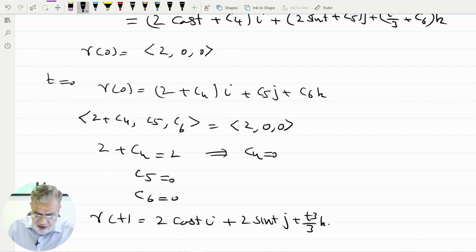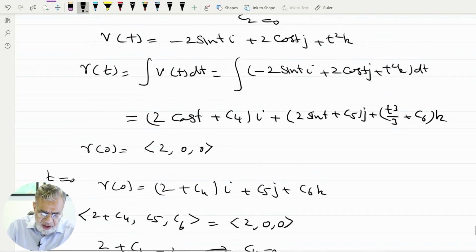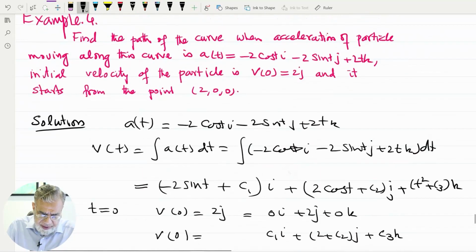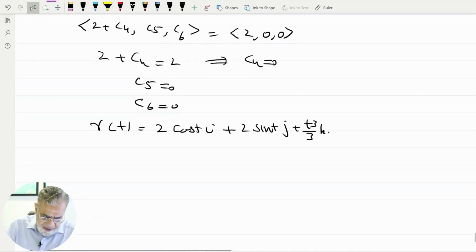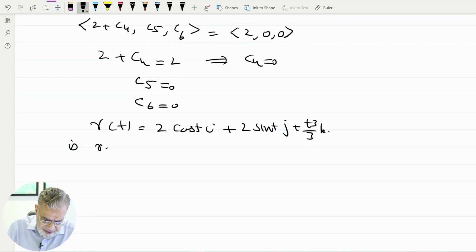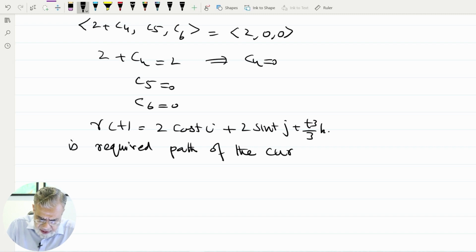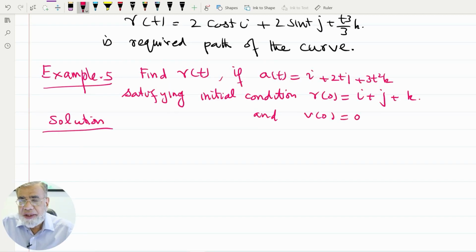This gives me the curve, the path of the curve, which is required. That's how, given the acceleration, we can find the path of the curve. So I'm going to give you another example.